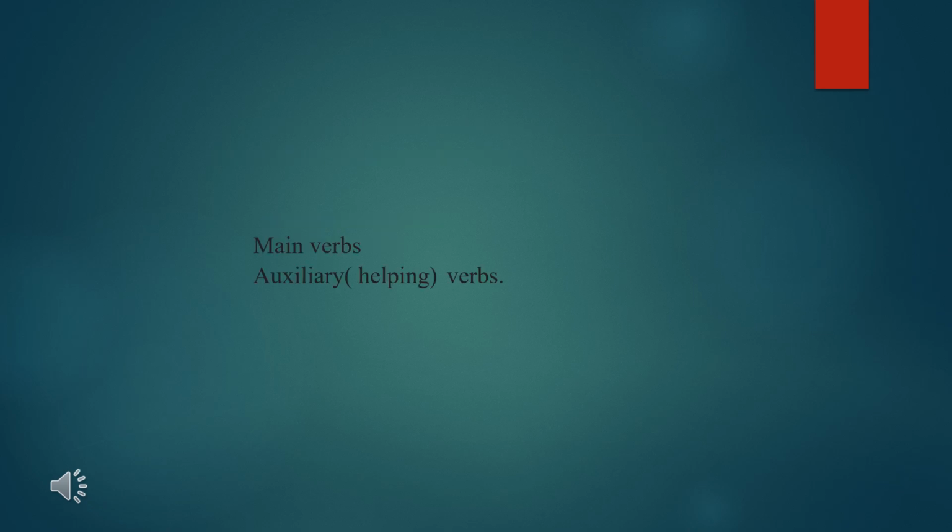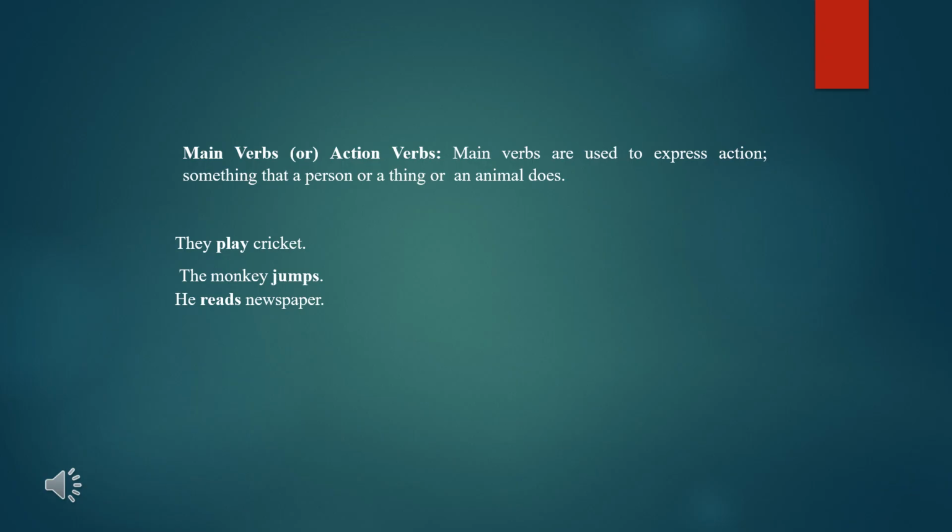Sometimes there is more than one kind of verb in a sentence. These are main verbs and auxiliary verbs. Main verbs are used to express action, something that a person or a thing or an animal does. The main verb expresses the main action or state of being of the subject in the sentence and changes form according to the subject.